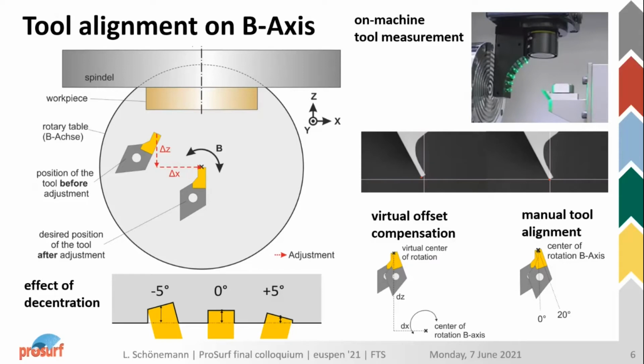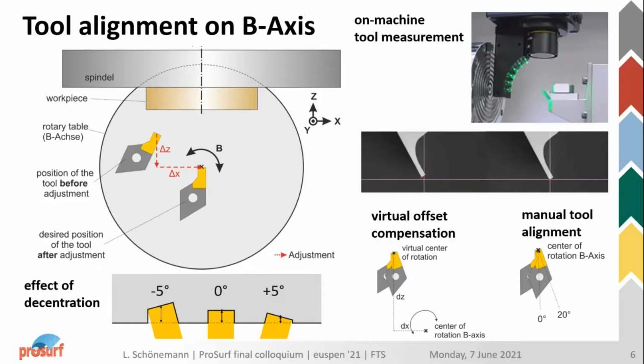You can do a virtual offset compensation, where you just determine the offset of the tool with respect to the rotational center of the B-axis, and do all the compensations in a programmatic fashion, so that you are establishing a virtual rotational axis at the tooltip that you want to have as your main pivoting point. And of course, you can also just align the tool to the center of the B-axis.